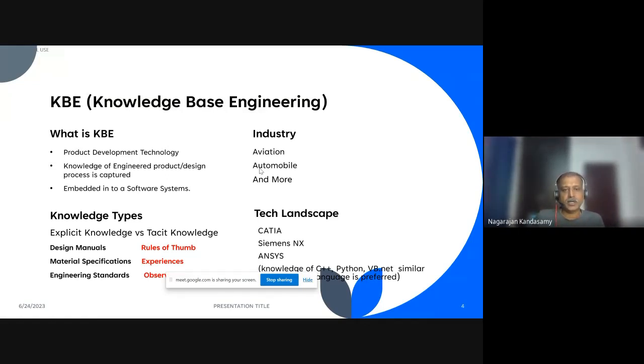Meaning, what design rule you have. Maybe we'll take the same shell and tube heat exchanger we spoke about earlier. Depending upon the flow, right? There are different flow rates, and you have a calculation. Then KBE is a good candidate to apply it.